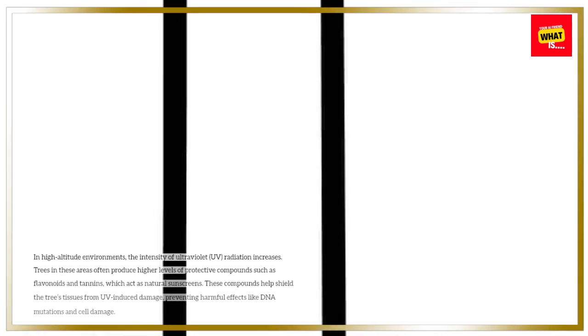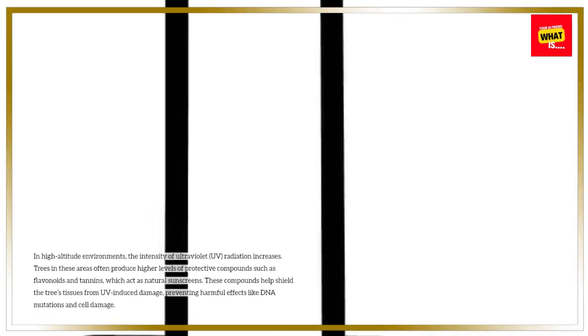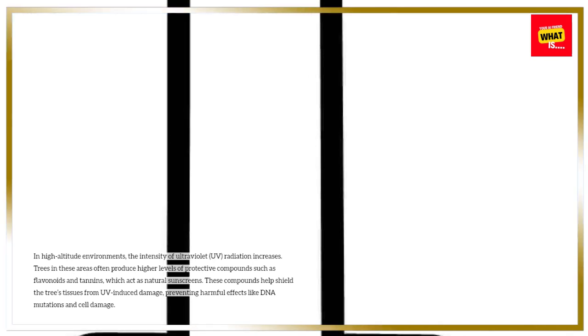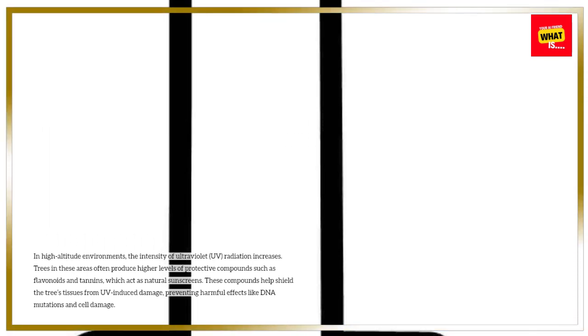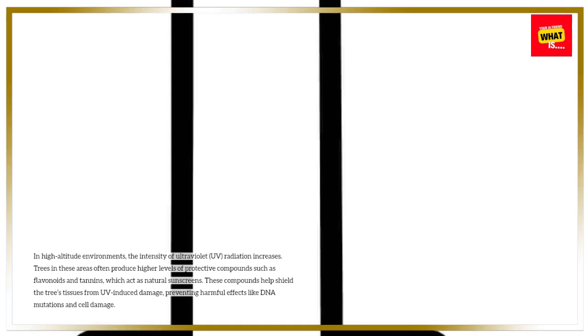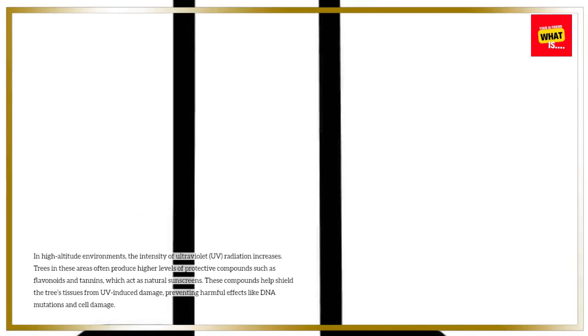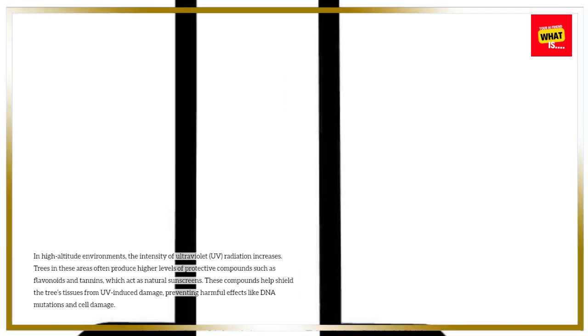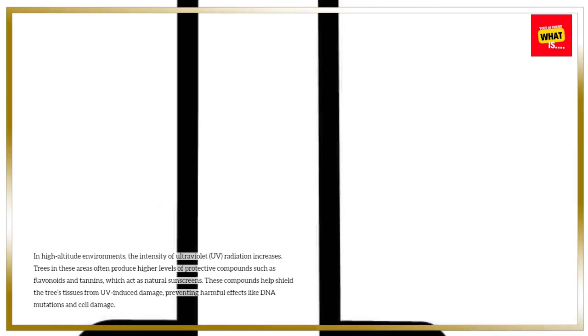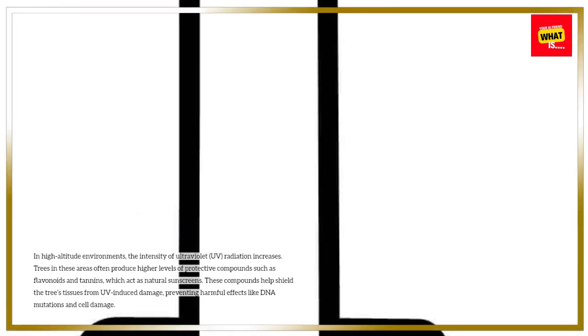UV radiation protection. In high-altitude environments, the intensity of ultraviolet UV radiation increases. Trees in these areas often produce higher levels of protective compounds such as flavonoids and tannins, which act as natural sunscreens. These compounds help shield the tree's tissues from UV-induced damage, preventing harmful effects like DNA mutations and cell damage.